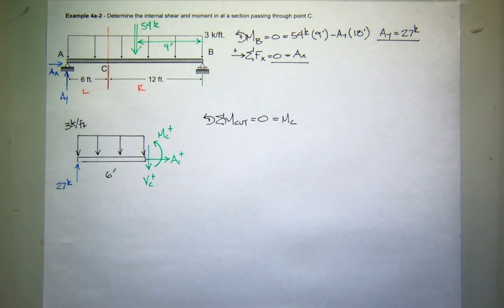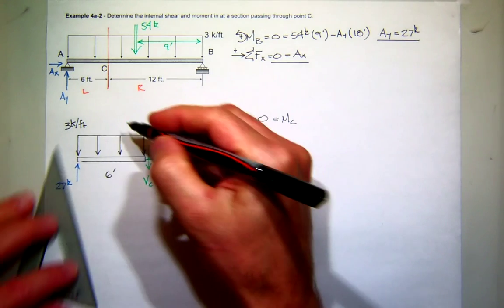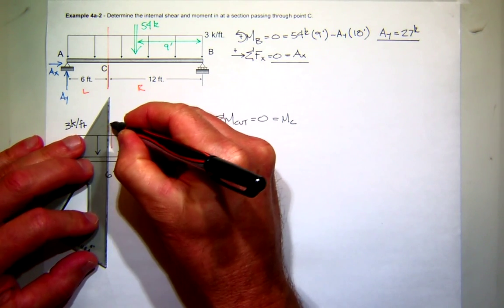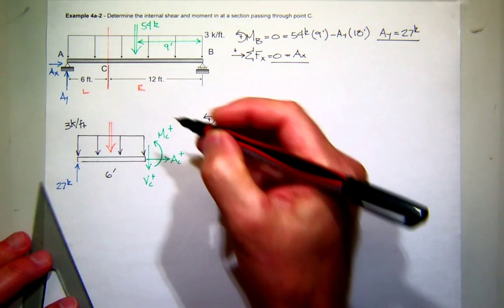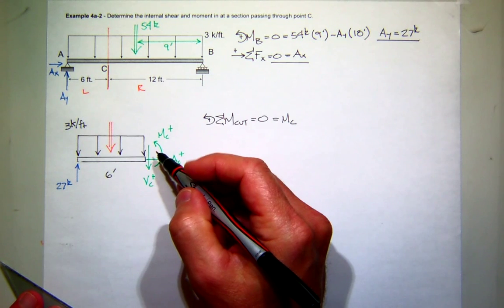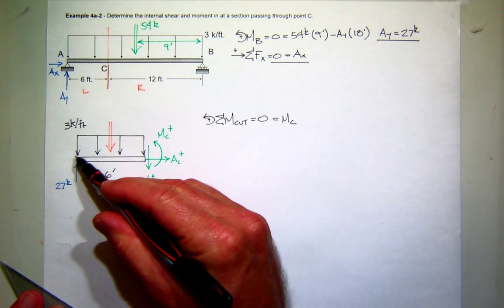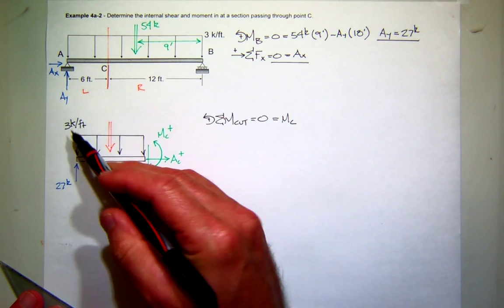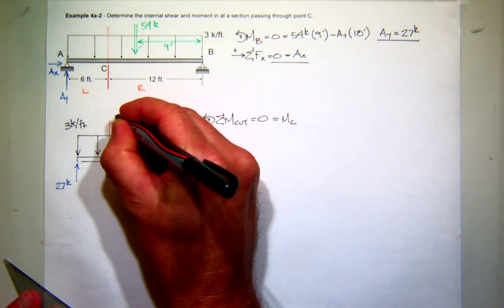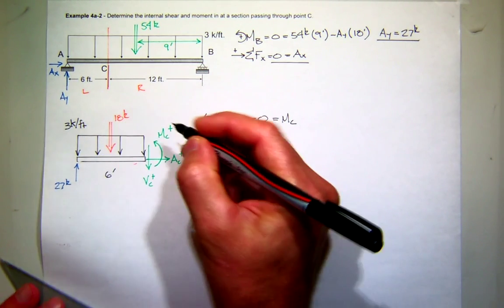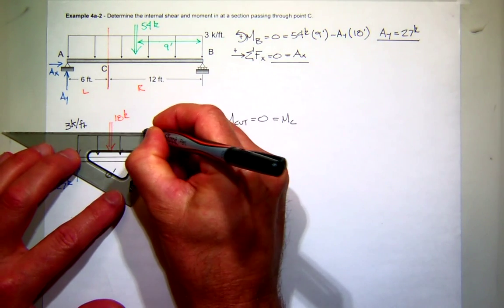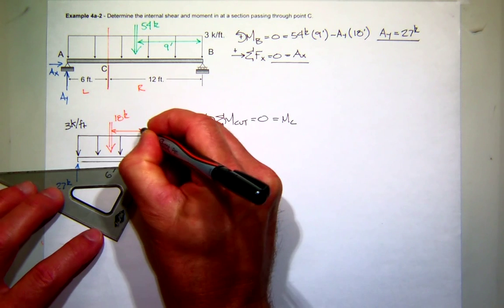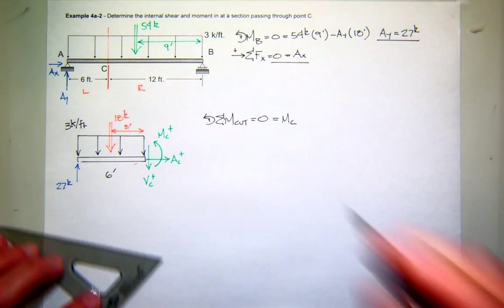I think you can see I need to take my distributed force and, for convenience, make a concentrated equivalent. What would that value be? 18. Yeah, it's a rectangle, so the area of the curve is base 6 times height 3. So that's 18 kips. Its moment arm from the cut is half the distance, so that should be 3 feet.